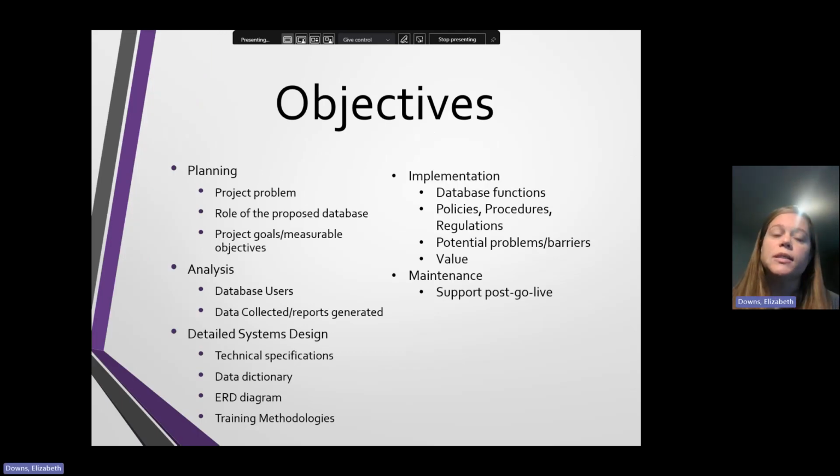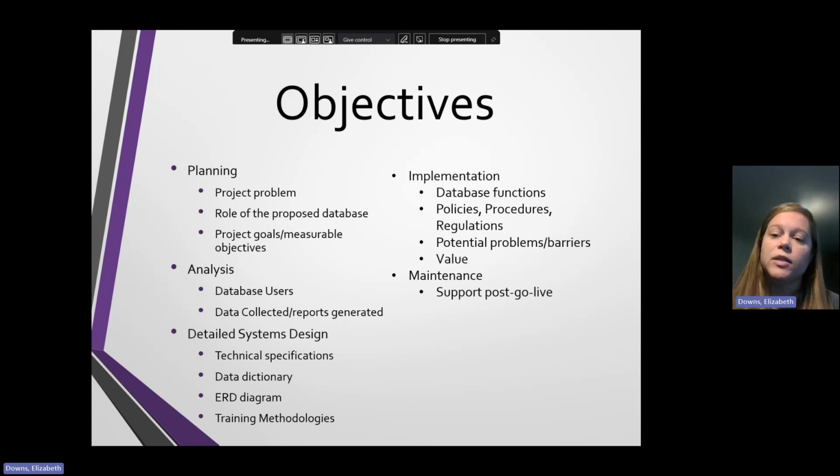This slide introduces the topics that will be covered in this presentation. This presentation applies the principles of the systems development lifecycle. The 5 principles are planning, analysis, detailed systems design, implementation, and maintenance. As part of the planning process, the project problem will be identified. The role of the proposed project will be communicated. Also, the goals or measurable objectives will be outlined.